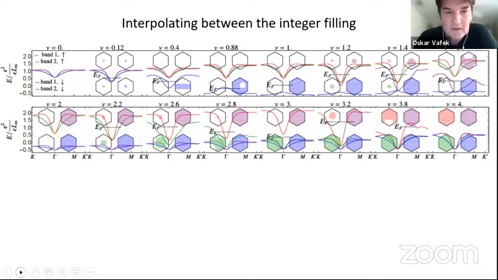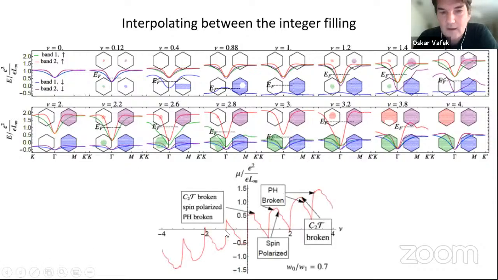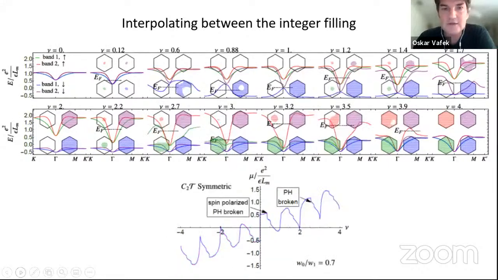So if you then ask for the total energy of the system, take a derivative with respect to particle number, you get the chemical potential. You see this cascade of the chemical potential with clear features of negative compressibility. Okay, you can do this by enforcing C2T symmetry.